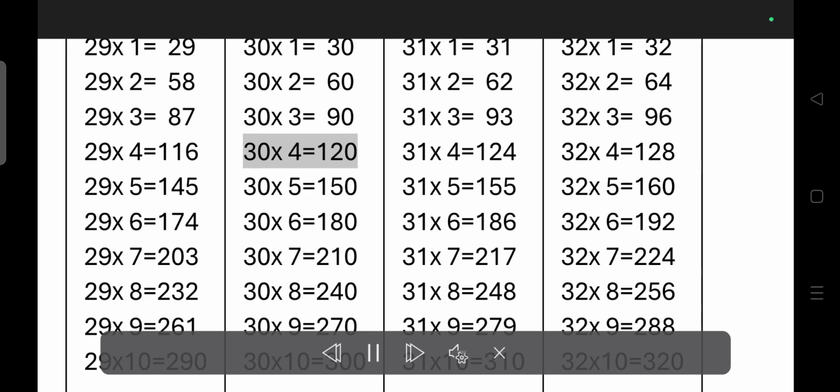30 times 4 is equal to 120. 30 times 5 is equal to 150. 30 times 6 is equal to 180. 30 times 7 is equal to 210. 30 times 8 is equal to 240. 30 times 9 is equal to 270. 30 times 10 is equal to 300.